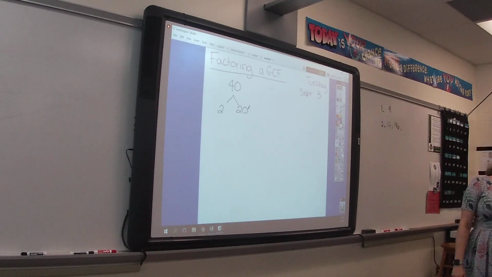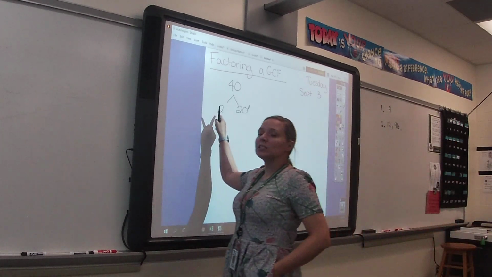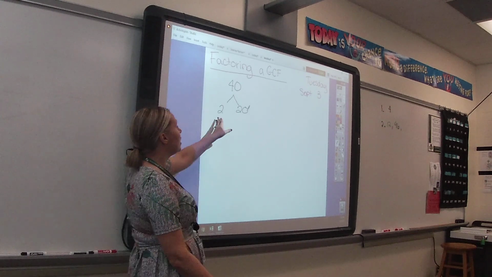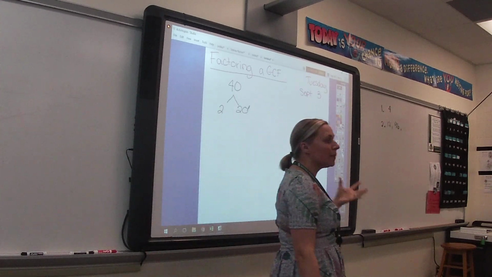Then you need to look and see what numbers you have and if you can divide those up. So, can we split 2 into anything? Yes. 1. When we can only think of a number which is 1 in itself, we say that the number is prime. So 2 is prime. Our goal is to get it so that the end of each branch is a number we can't split up anymore. Okay.